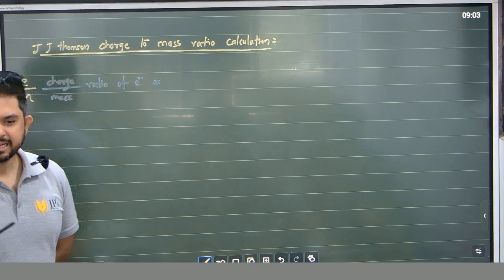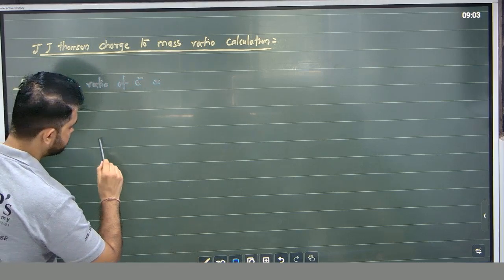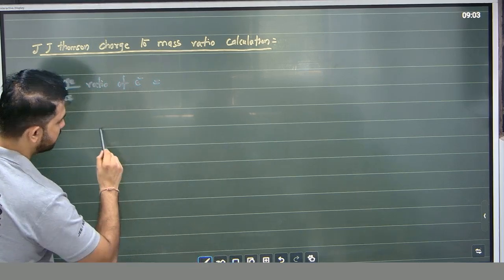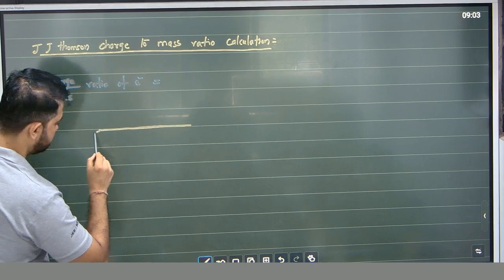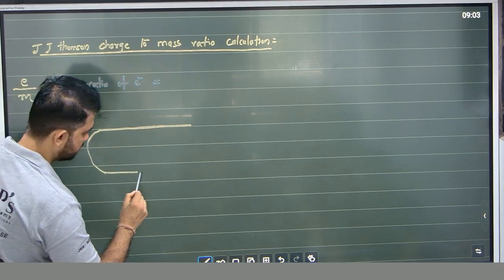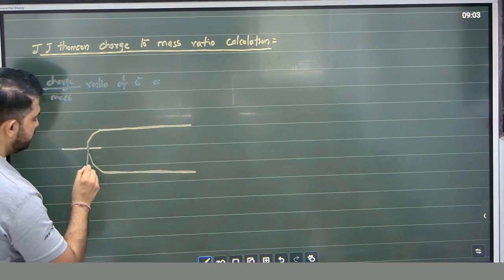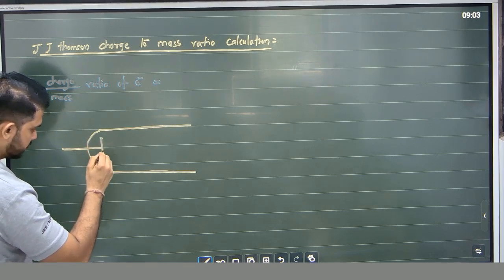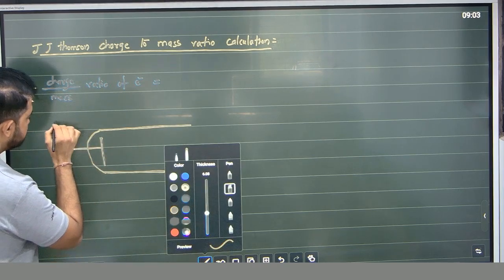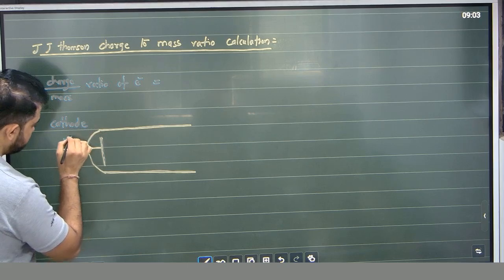Setup is exactly the same. I'm just drawing a rough diagram this time. You know, we have a discharge tube. On one end of the discharge tube, on the left side, what was there, people? There was a cathode. What was the charge on the cathode? Negative charge on the cathode.